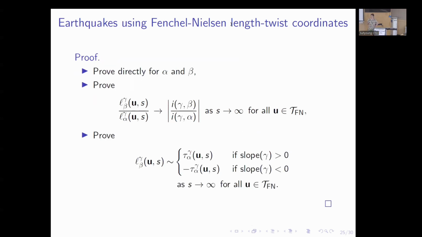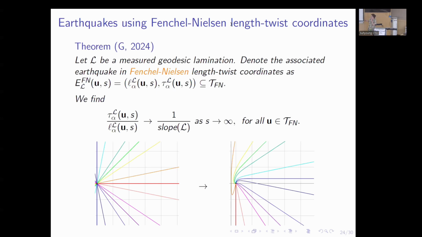Okay, so why is this true? The idea is that we can prove this result directly for alpha and beta, which are our framing curves. There are some results by Okai, which were then extended later, about how you can convert the Fenchel-Nielsen length twist coordinates between different pants decompositions. So if we look at the pants decomposition associated with beta, the ratio between the length function and the length function with the pants decomposition associated with alpha converges to the intersection number between them as we go to infinity. And this length function associated with the pants decomposition for beta is going to behave like the twist function associated with alpha. So combining those, we get this result between these two. Okay, good.